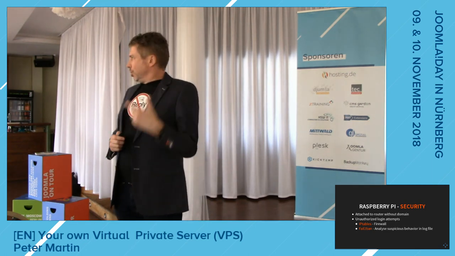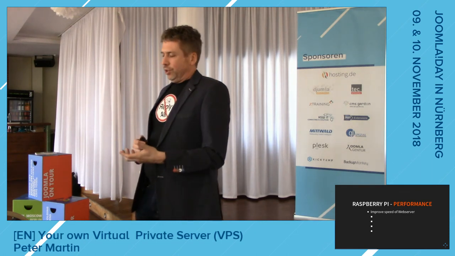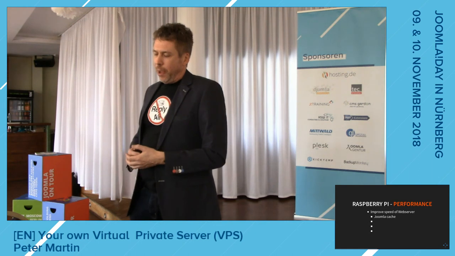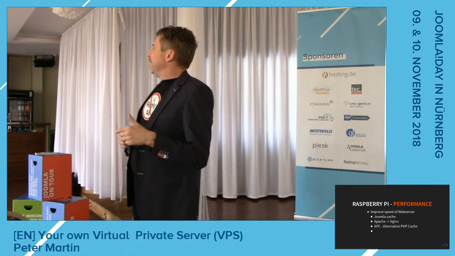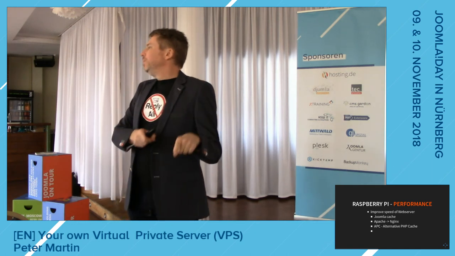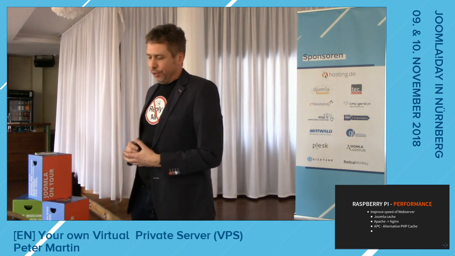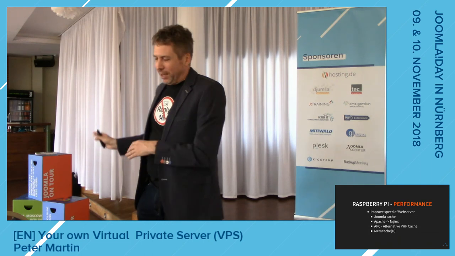Another thing besides security is performance, and you have to improve your stuff. And how I improved the speed of my Raspberry Pi was by using Joomla Cache, by using Nginx. I used APC, which is Alternative PHP Cache. This was in PHP 5. These days, you don't need APC. You can use OPcache. And I used Memcache, but these days I use Redis, but I come to that later.